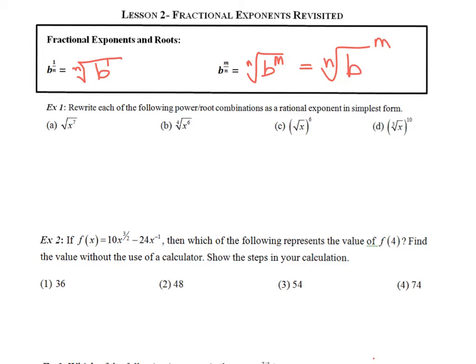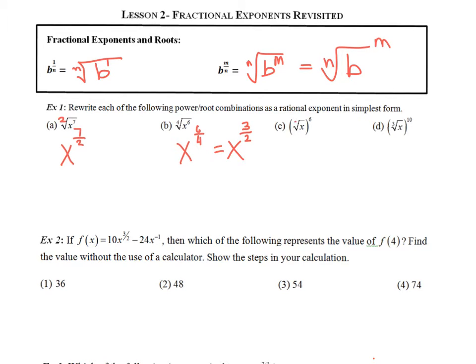So in example number 1, the square root of x to the 7th. When I see a square root, remember that it's understood that the root number is 2. So this would be rewritten as a fractional exponent, x to the 7 over 2. When I see the fourth root of x to the 6th, that'll be x to the 6 fourths. But of course, that fractional exponent can be reduced, so that would be x to the 3 halves.